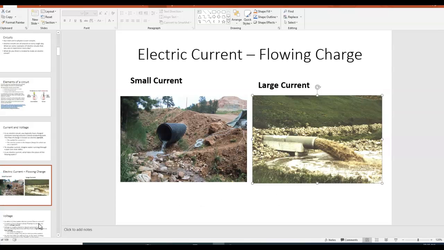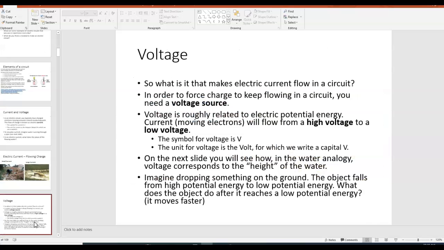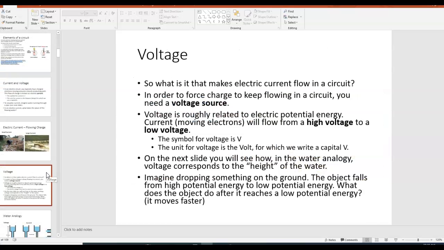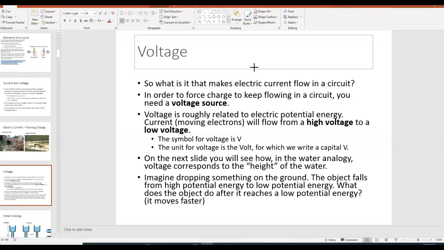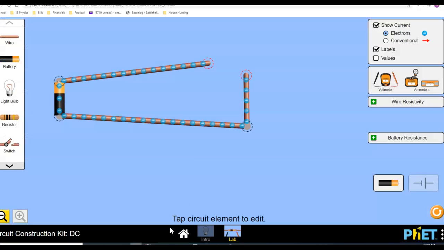So, let's talk about voltage. I said a few minutes ago that the third element you have to have in order to have any electric circuit is a voltage source. So we're going to talk about what that means, voltage. In order to understand voltage, we need to understand, okay, in a circuit you have current, which is basically electrons flowing around. What is it that makes the electrons flow?